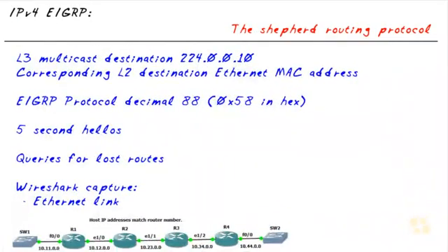In this nugget, we've added EIGRP to this topology and captured and analyzed some traffic between R2 and R3 to confirm some of the details regarding the protocol EIGRP on an IPv4 network.